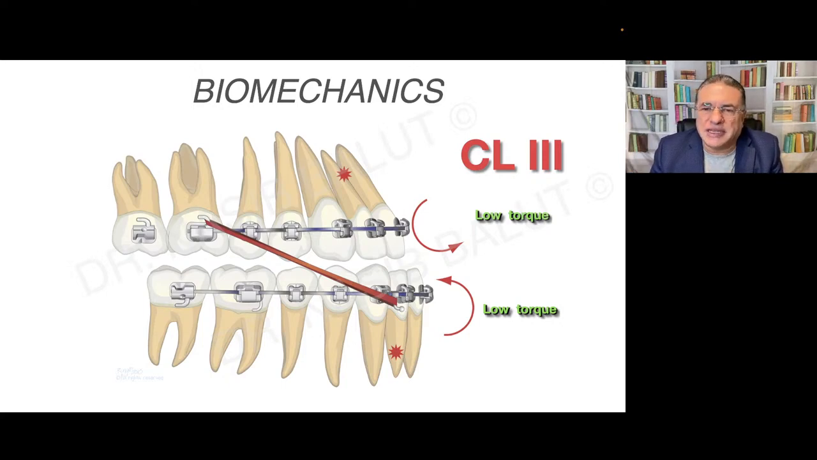So my recommendation for torque selection is always to choose low torque brackets on the upper 4 incisors, and depending on the inclination of the lower incisors, I will be using low torque or standard brackets because of the mechanics. I will talk a little bit more about it when I talk about the biomechanics I'm using on class 3 patients.